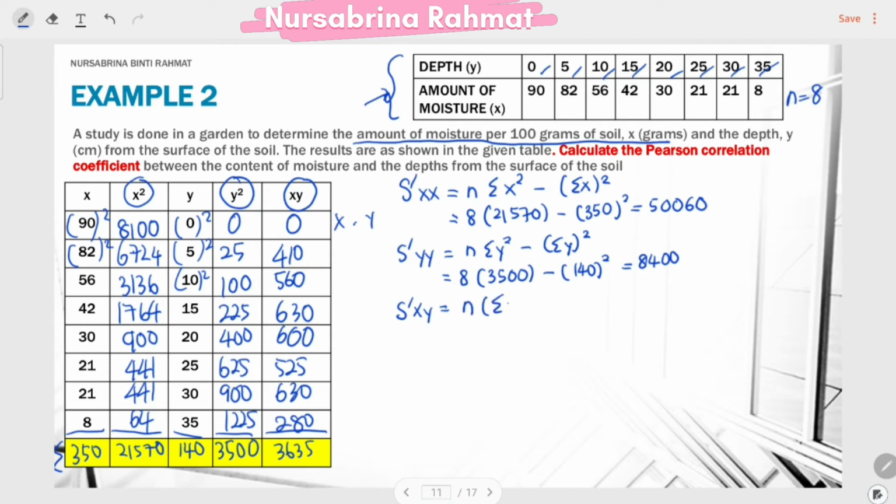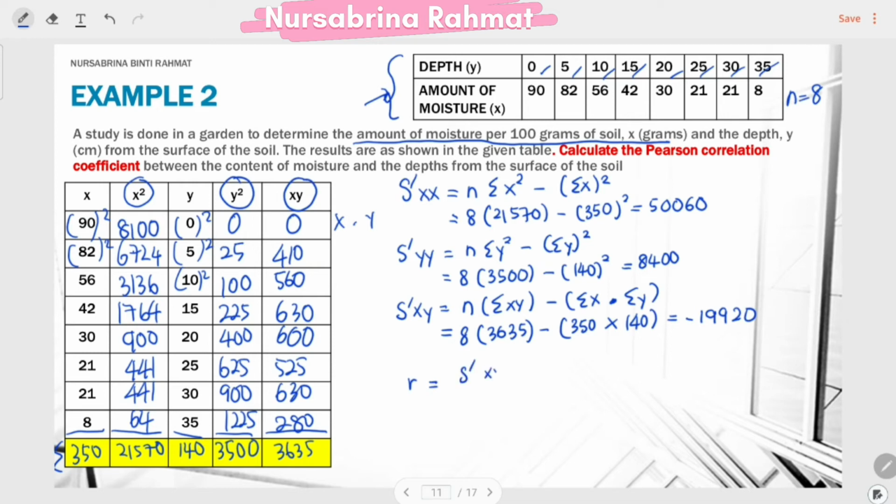Good, next, we're going to find out S prime XY, which is n times the sum of xy minus the sum of x multiplied with the sum of y. So n is 8, the sum of xy is 3635, minus the sum of x, which is 350, multiplied with the sum of y, which is 140. Press your calculator and you will get negative 19920.